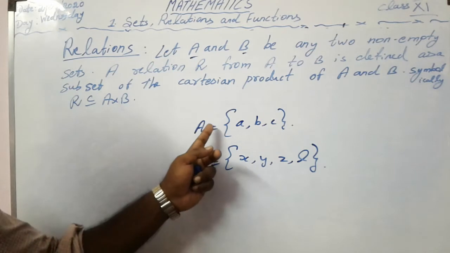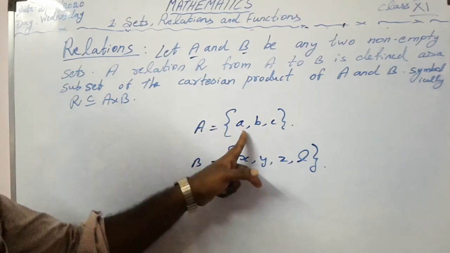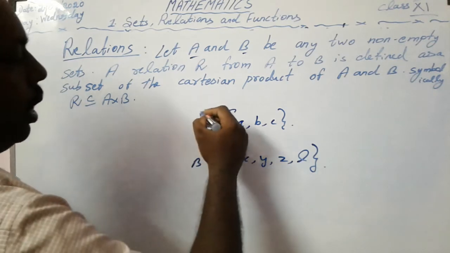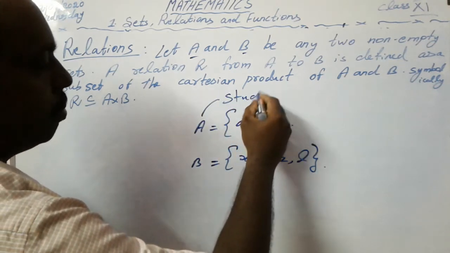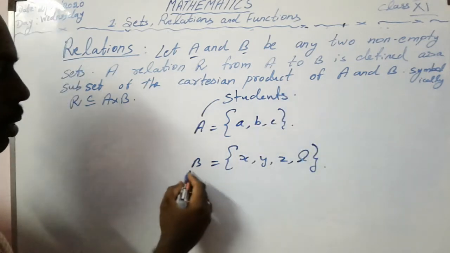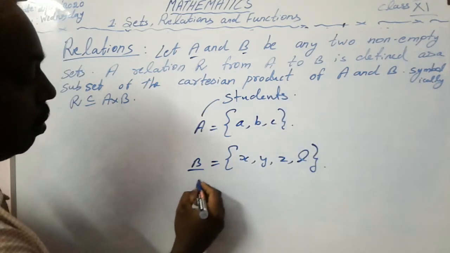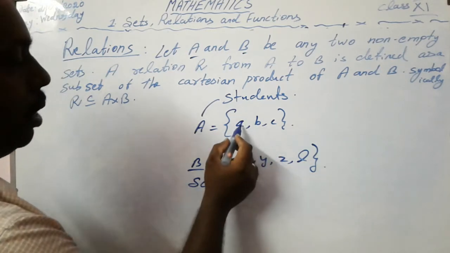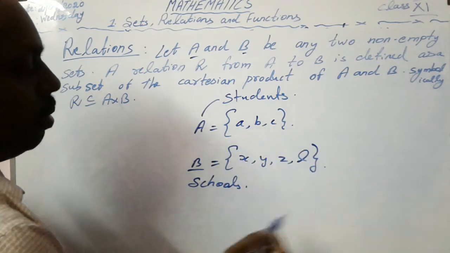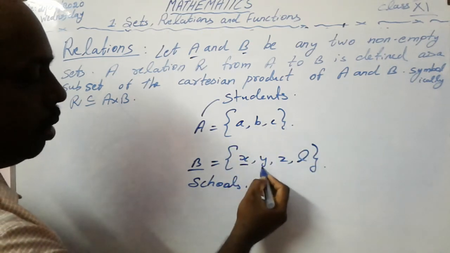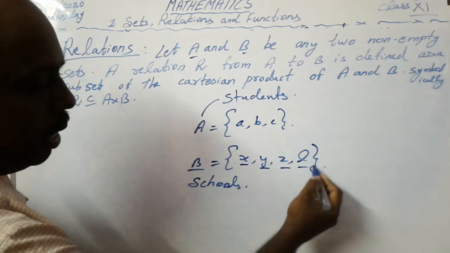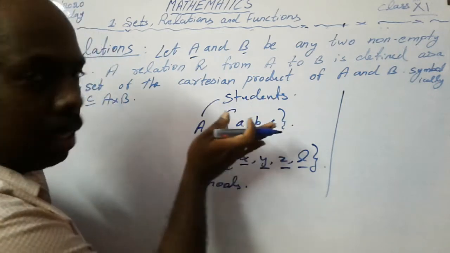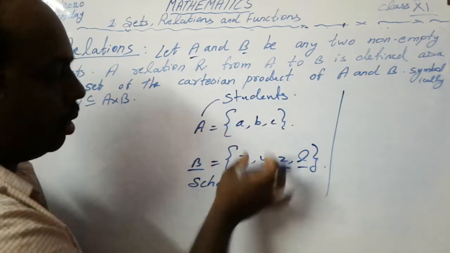So A is the set containing elements a, b, c. B is the set containing x, y, z, l. This set A represents students, and set B represents schools. So a is one student, b is one student, c is one student. x is one of the schools, y is one of the schools, z is one of the schools, l is one of the schools. Now here some relations we can write, relations between schools and students. Am I right?